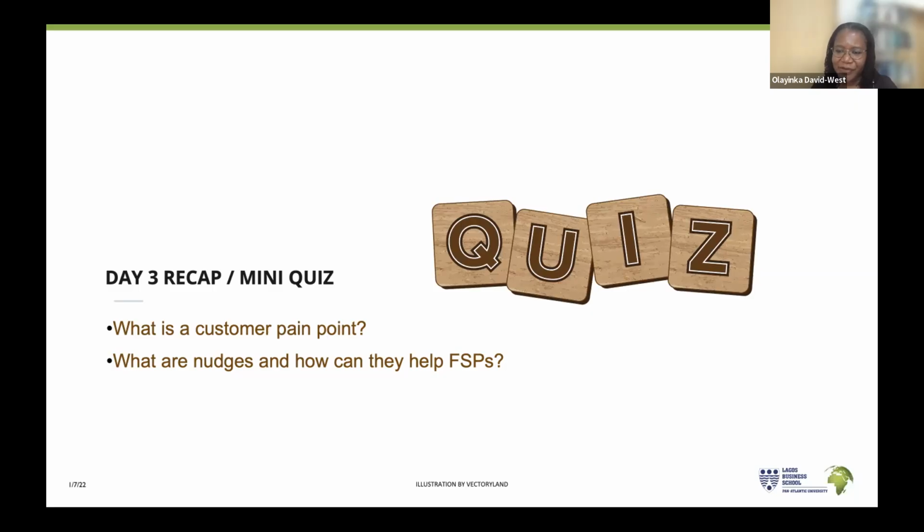So who can remember what's a pain point? Or give me an example of a customer pain point that we discussed in the last session, because that was when we listed some pain points and then we went into brainstorming. Anybody? So thank you. Customer pain points are specific problems faced by the customer in the marketplace, including any problems that the customer may experience during the customer journey. Exactly. Thank you so much, Nobandile.